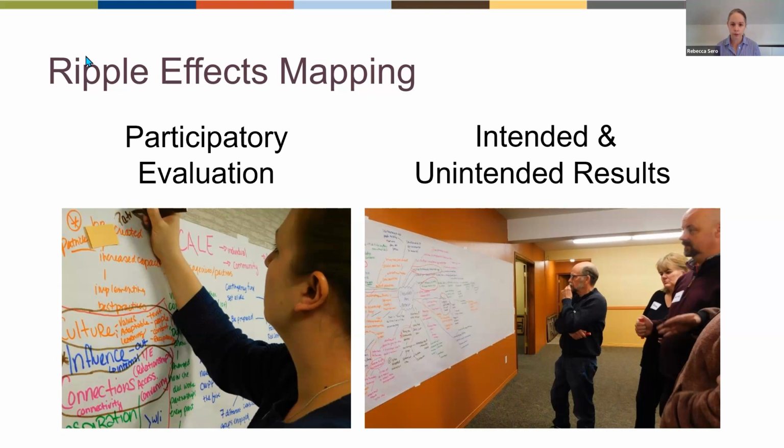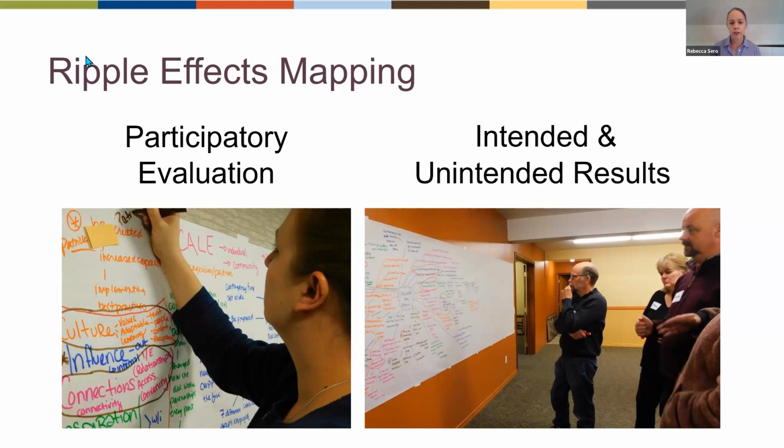If I create a survey or if I develop focus group questions, I'm doing that as an evaluator, and I could be working with the team to ensure that those questions are what we want and that we're going to end up with the kind of data we want at the end. What ripple effects mapping allows us to do, though, is to engage with participants from the very beginning.